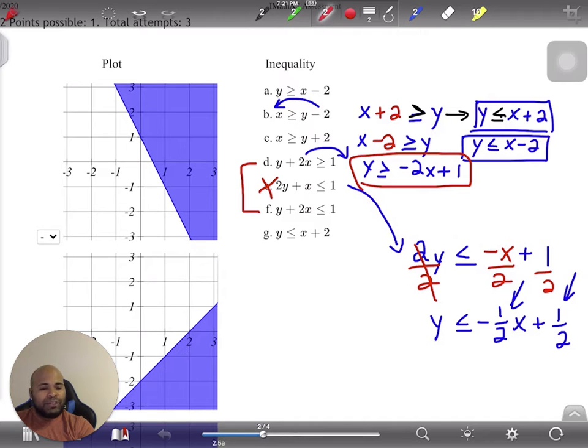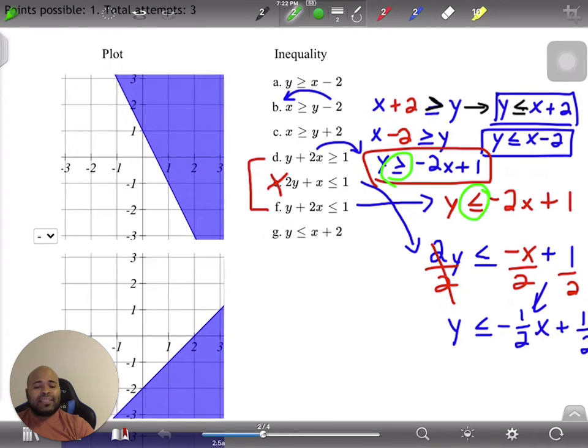Okay, so let me solve for F actually, and I'm going to do it right here. So if I solve for F, I'm going to write it in red. That's going to be y is less than or equal to negative 2x plus 1. Okay, so the answer is either D or F. What is the difference between D and F? Because they look almost identical. Well, the inequality sign is the difference. One says greater than, the other one says less than.